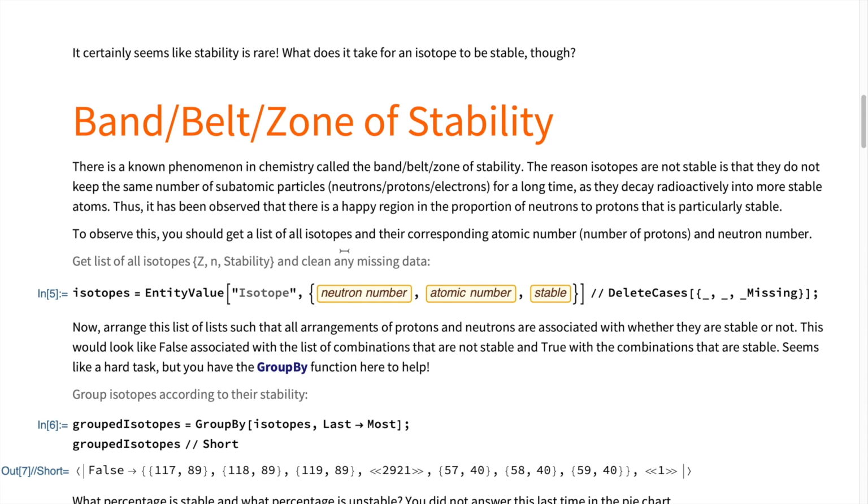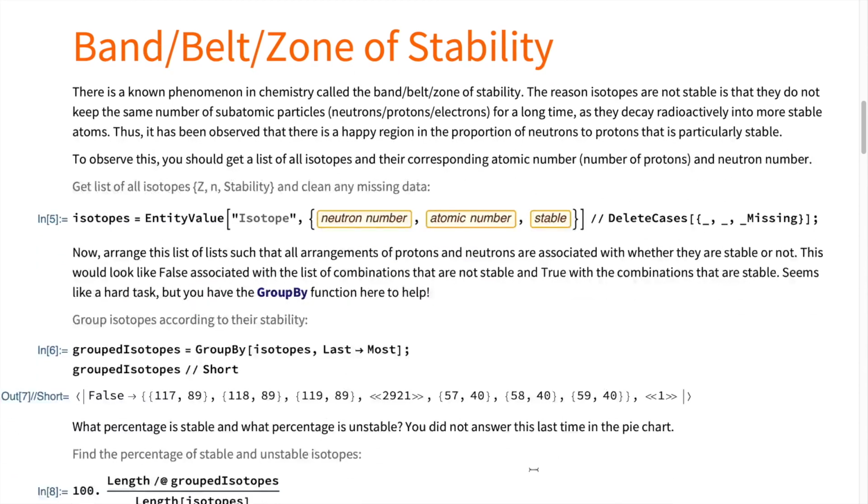Let's observe this. We'll make a list of lists in which there are three elements: neutron number, atomic number, and stability. I will use the entity value function applied to my isotope entity class to obtain this. I will also delete any missing stability values using my delete cases function. The underscores in the first two elements indicate that I want to delete patterns such that the first two elements are anything, but the third element has the head missing.